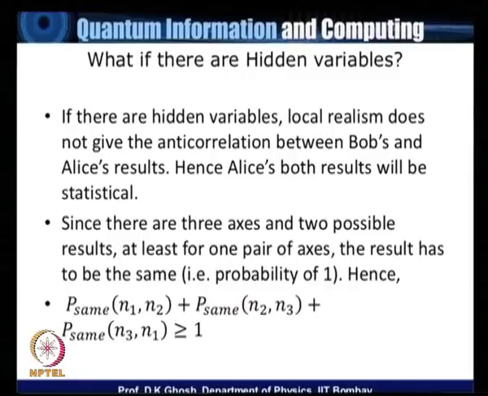So this provides a test for which one is right. One of them says it is less than 1, the other says it is greater than or equal to 1. If hidden variable theory is correct, you should get greater than or equal to 1. If quantum mechanics is correct, you should get less than 1. And that is what would determine, if one can do this experimentally, whether quantum mechanics is correct or the hidden variable theory is correct.